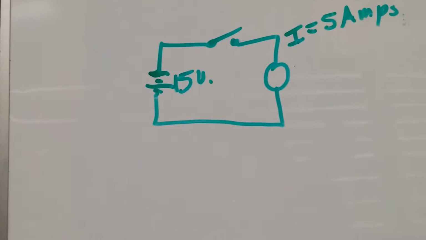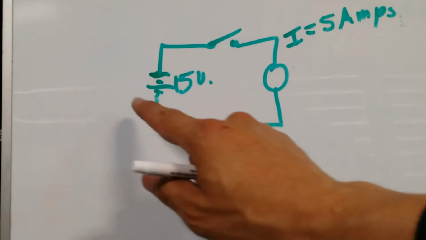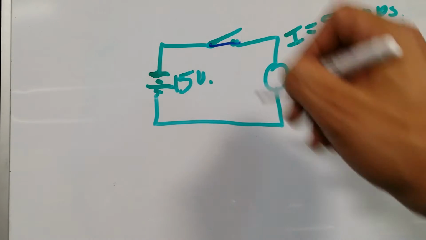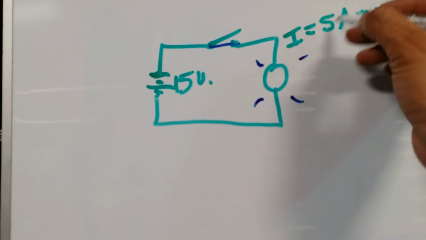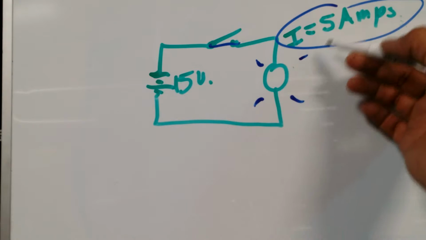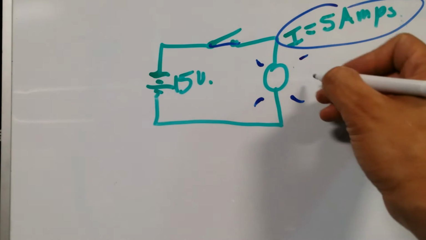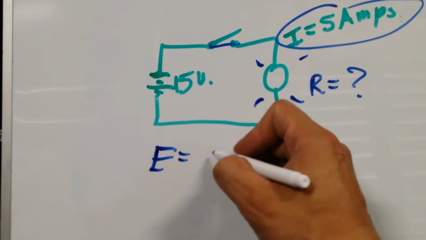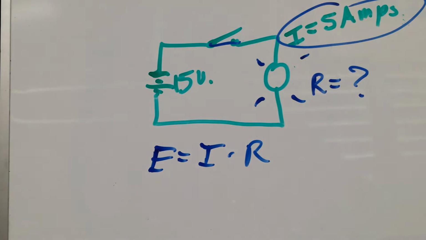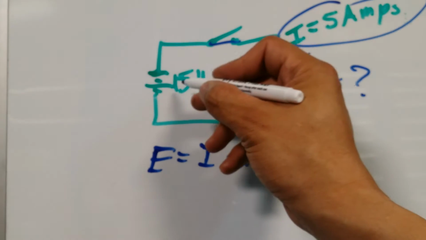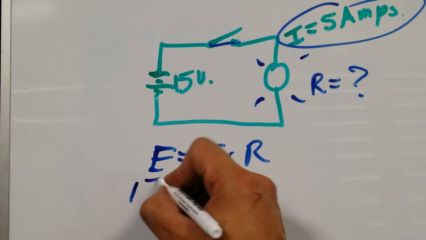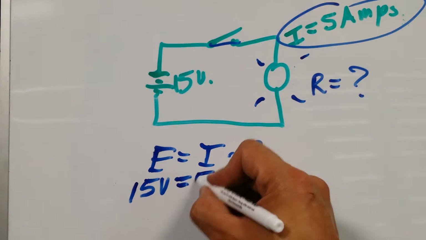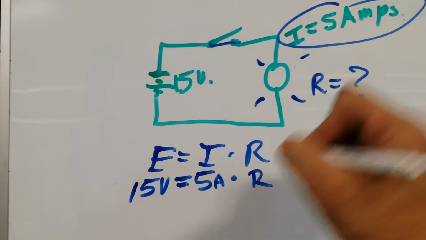Now, how we use the formulas: we've got a simple circuit with a battery that has 15 volts, and a switch, and whenever the switch is closed, it turns on the light, and the light is consuming 5 amps. So what's the resistance of the light? We just go to our formula. E is equal to I times R, like we discussed earlier. We know 15 volts, E is voltage. So 15 volts equals I, which is current, 5 amps, times R, which is what we don't know.